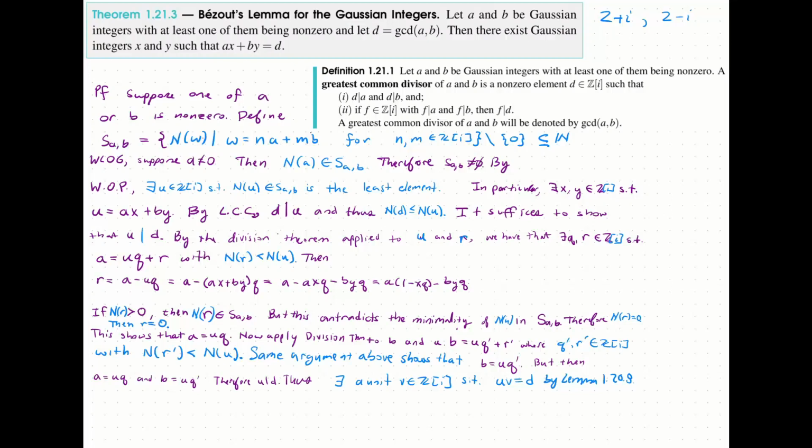Now to finish off the proof, so finally, we have that u is equal to ax plus by, and so that's from, where are you? Right here. So we have this statement. So we know u is equal to ax plus by.